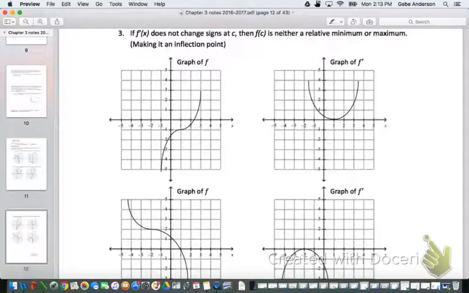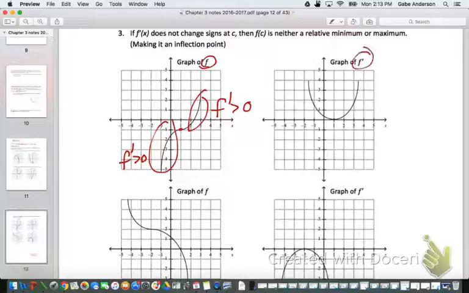So let's take a look at these two graphs. On the graph of f, you can see right about here at 1, we have a place where it looks like you have a horizontal tangent line, right? The graph flattens out, at least for a brief moment. But on the left, f prime is positive. And on the right, f prime is positive. So f prime doesn't change signs, it stays positive. That means we have neither a relative minimum nor a maximum.